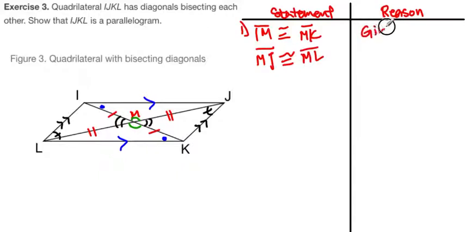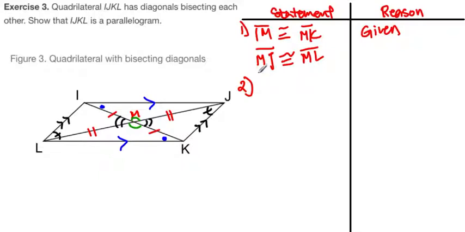We can say it's given, or if you want to write down the given as the diagonals bisecting each other, then you can simply write this one up as bisected diagonals have congruent parts, or a bisector divides a line segment into two congruent parts. You can also write it in that way. Now let's try to write up the second step.